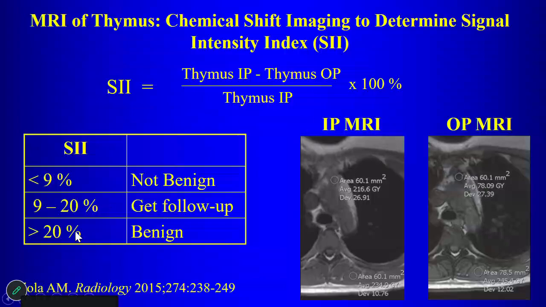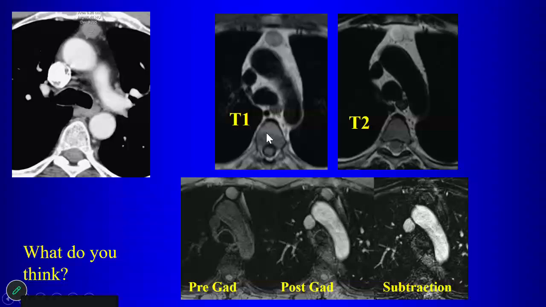So if it drops out more than 20%, it's benign. 9 to 20%, you're in the indeterminate range. You get a follow-up study. And if it's less than 9%, then you're concerned that it is not benign. So that's a quantitative way of doing it, although usually we just eyeball it to figure it out.